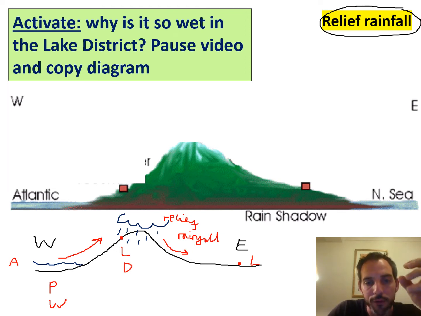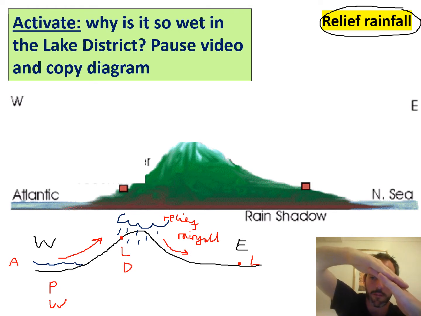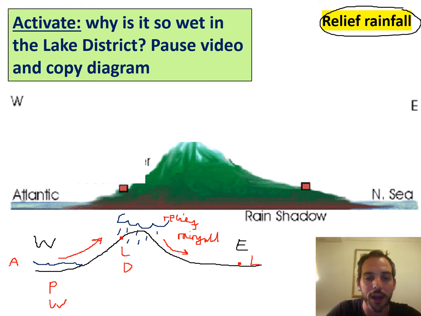The word relief is very similar to topography, if we remember that from the first lesson. Relief simply means the shape of the land, where the land is low, high, or flat, or steep. Okay, relief means the shape of the land.